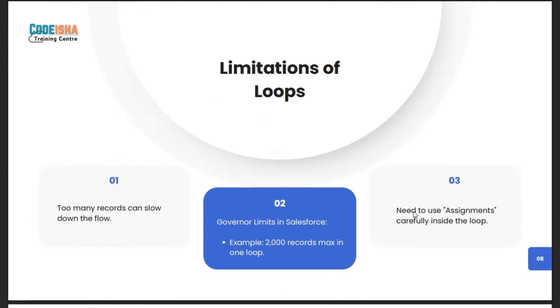And coming to the third point, we need to use assignments carefully inside the loop. Whenever we implement the loop element inside our flow, it is mandatory to use the assignments carefully, checking where we align those assignments, whether in the loop element, create element or update element. So check carefully before working on the loop element.